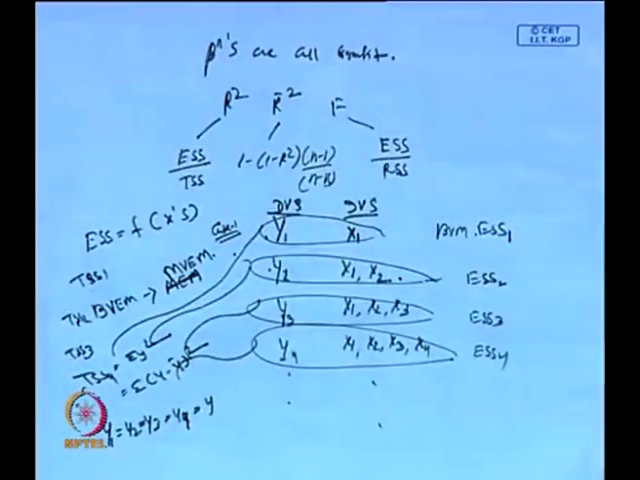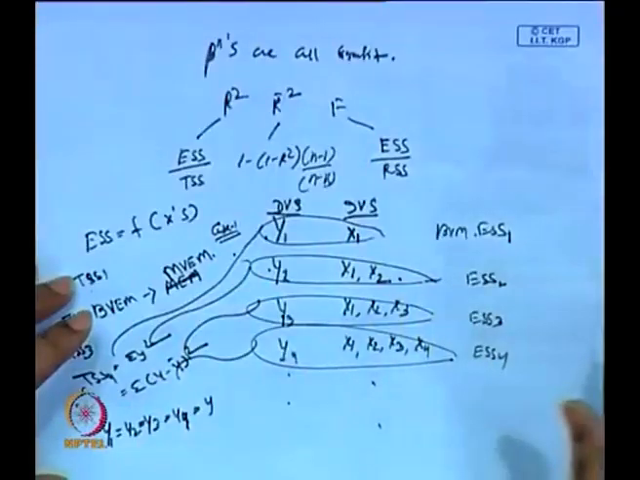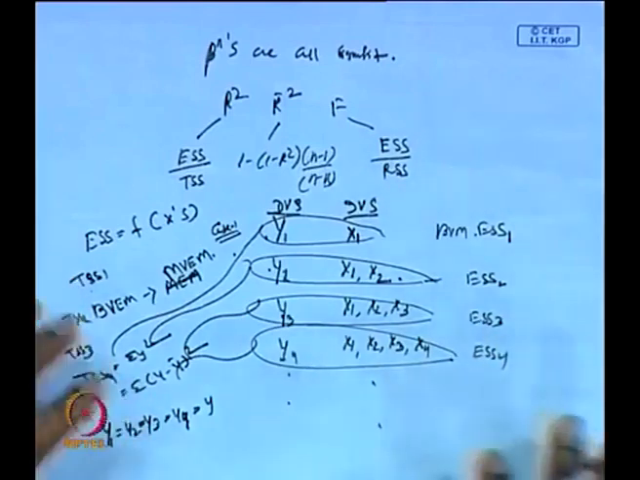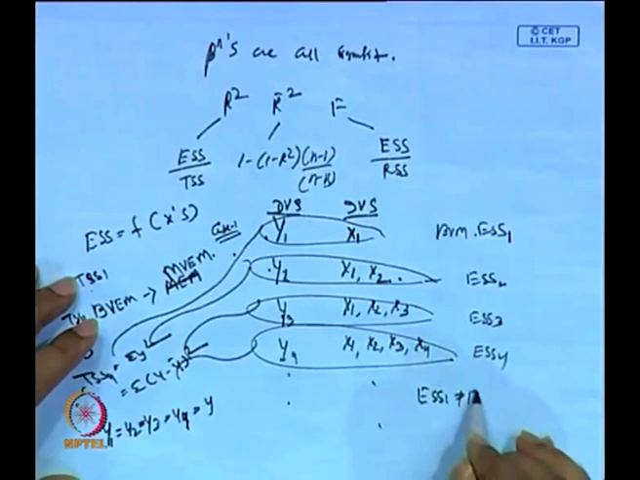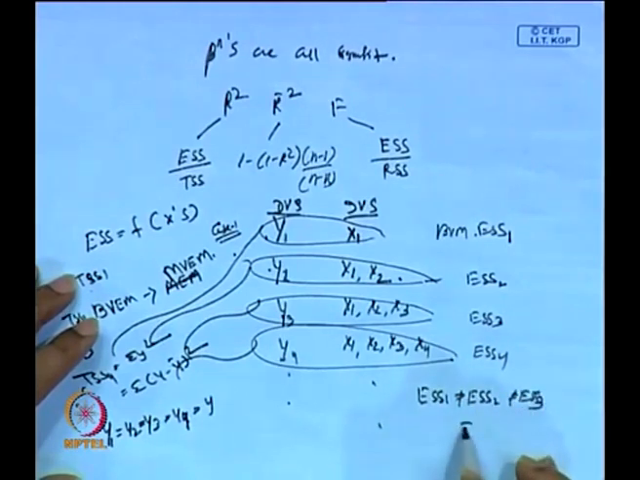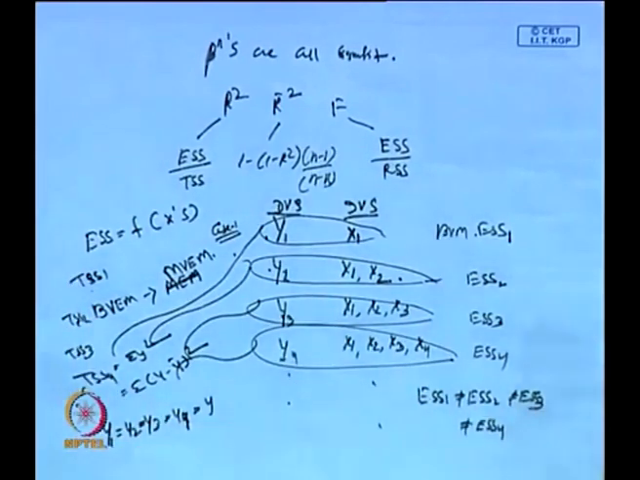Okay. So, this means one variable. So, every time summation y square is more appropriate to use. But on the other side, ESS 1, ESS 2, ESS 3, ESS 4 are not at all equal. So, here ESS 1 is not equal to ESS 2, not equal to ESS 3 and not equal to ESS 4. So, what is the setup of ESS?